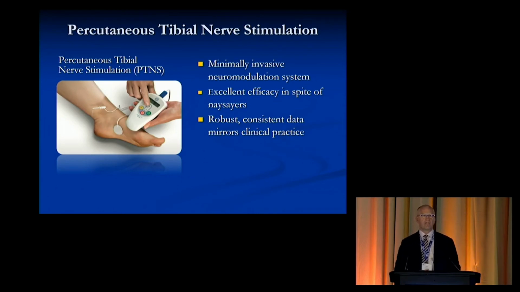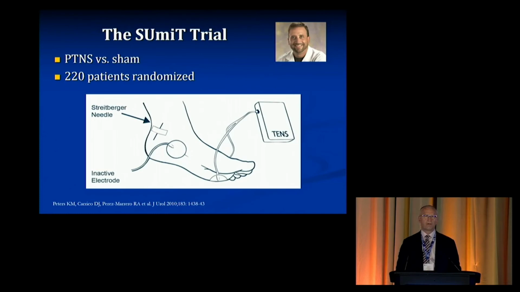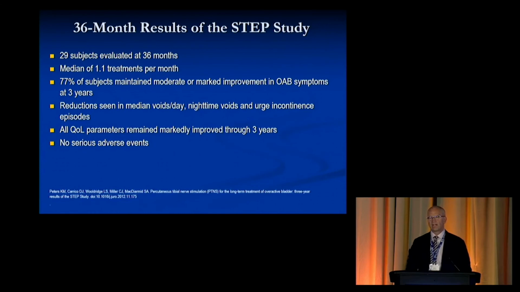If you look at the data, in spite of all the naysayers, it does work. And the data is very consistent, it's very robust. Ken Peters' study, the 220 patients sham trial, that's level 1 evidence. Look at the N number, look at the results, it's really good data, and it does mirror clinical practice. This slide is showing that once you get someone where they are after 12 weeks on PTNS, it takes about 1 treatment a month to maintain the long-term benefit.